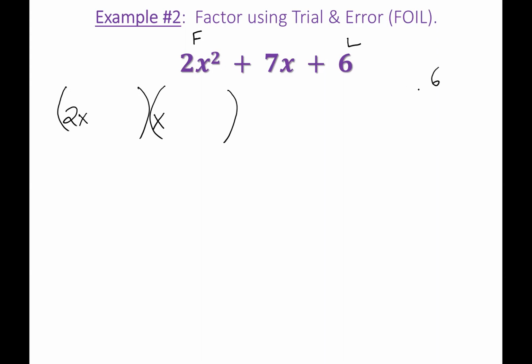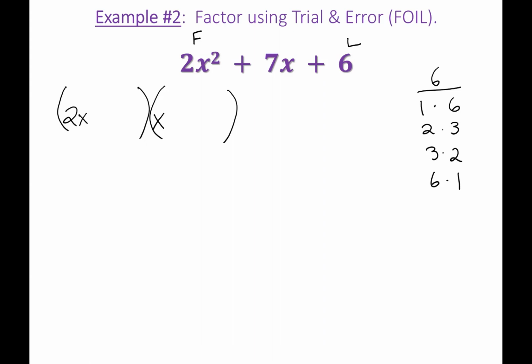So my factors of 6, I could do 1 times 6. I could do 2 times 3. I could do 3 times 2. I could do 6 times 1. So those are all the different combinations of factors of 6. Again, the order doesn't matter as long as you have everything covered.